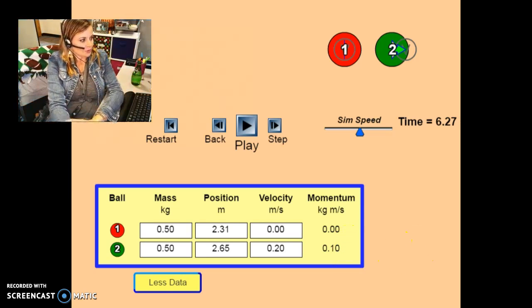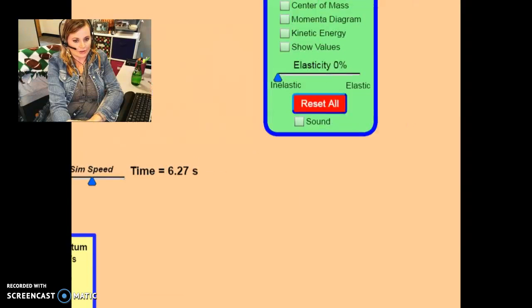I'm not going to go through all of the numbers because you're going to need to do several other collisions. Inelastic collisions, you're going to do the same thing, but you're going to slide the slider over here all the way to inelastic. Use the same initial conditions and record them.